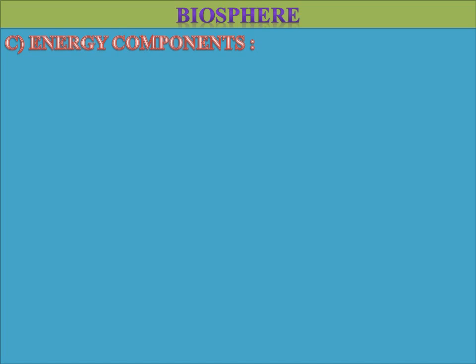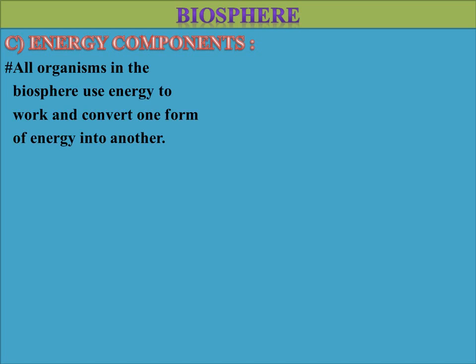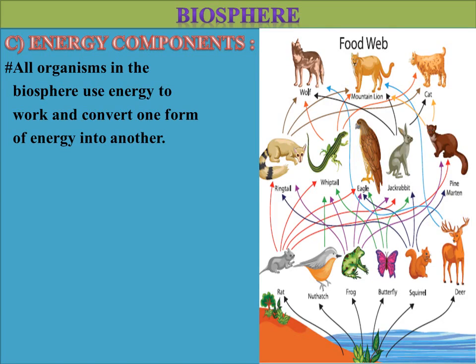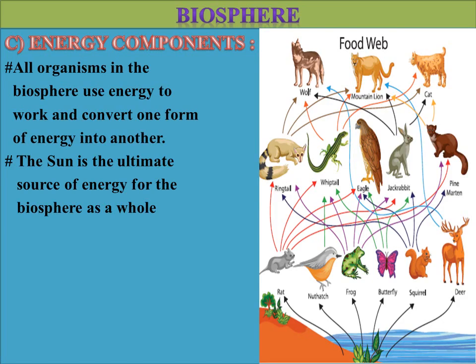All organisms in the biosphere use energy to work and convert one form of energy into another. The sun is the ultimate source of energy for the biosphere as a whole. The solar energy gets transferred into other forms of energy through the various components in the ecosystem. The producers, consumers, and decomposers contribute a lot to the energy flow in an ecosystem.